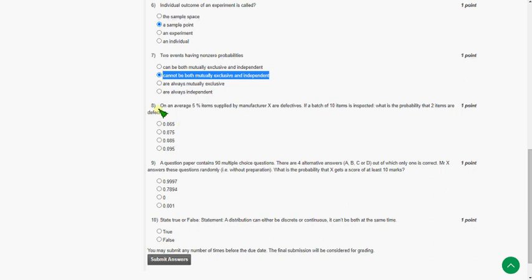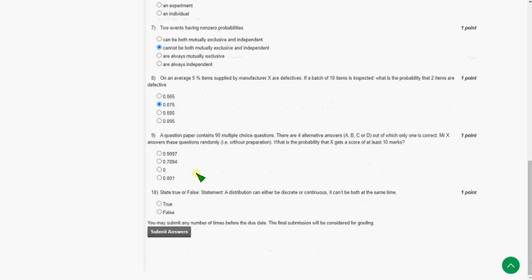So the eighth question: on average 5% of items supplied by manufacturer X are defective. If a batch of 10 items is inspected, what is the probability that 2 items are defective? The 8th question answer is the second option, that is 0.075. Coming to the 9th question.